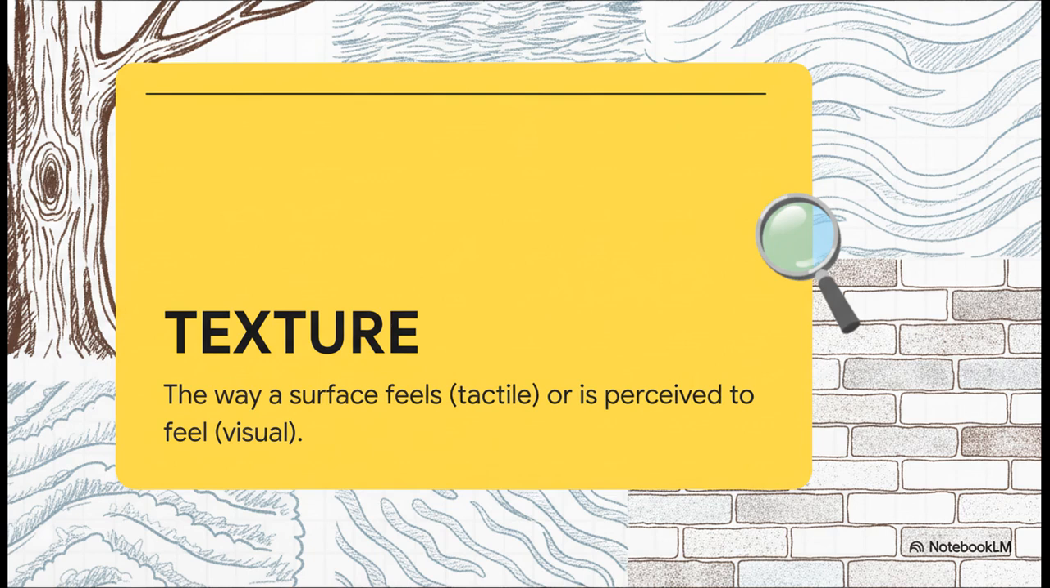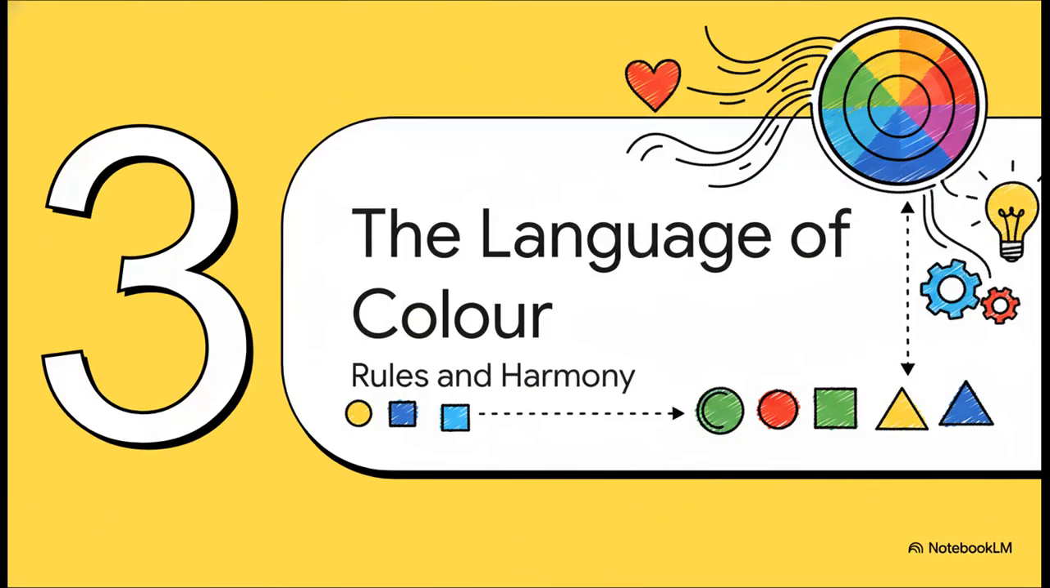This is all about how a surface feels, or how we think it would feel just by looking at it. You know, the roughness of tree bark versus the smoothness of glass. Texture adds variety to a design, which is so important for keeping our eyes interested. Without variety, things get boring fast. All right, so we have our building blocks.